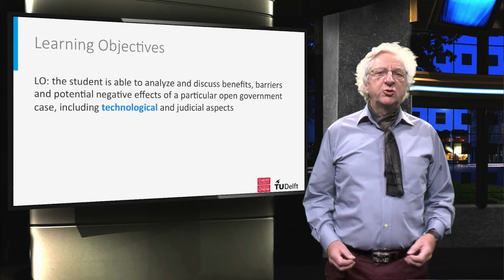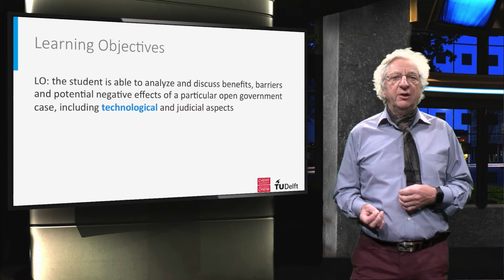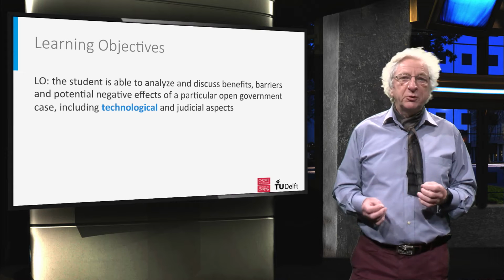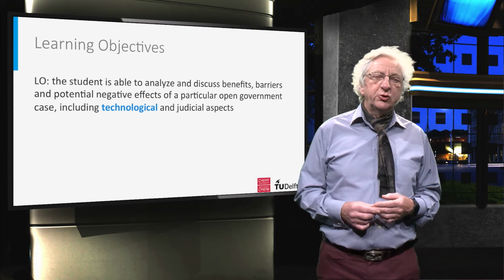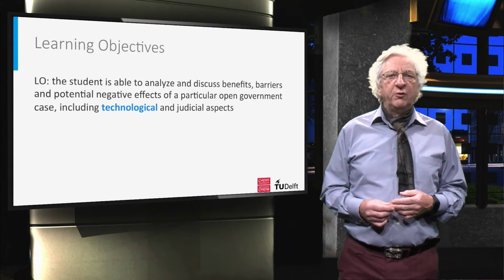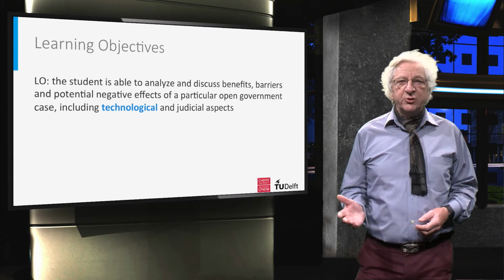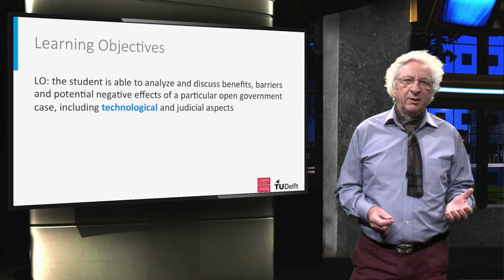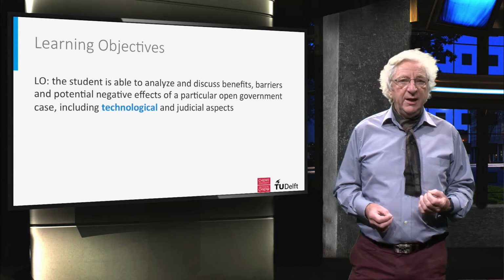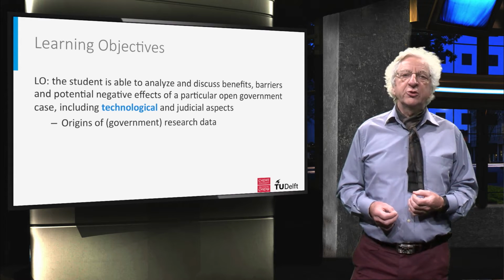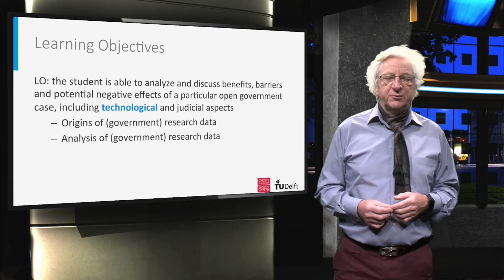In this video, we address the fourth learning objective of the Open Government MOOC, namely to analyse and discuss benefits, barriers and potential negative effects of a particular open government case, including technological and judicial aspects. We focus particularly on the technological aspects of research data collected either by governments or funded by public money. More specifically, after this video, you should be able to A. Describe the origins of government research data, and B. Discuss how government research data can be analysed.